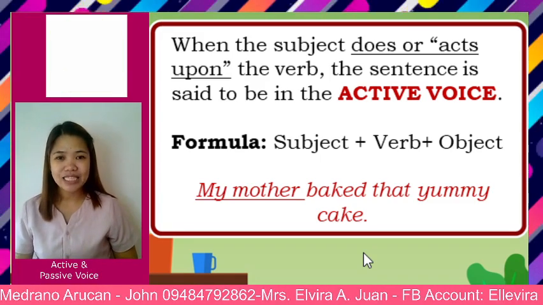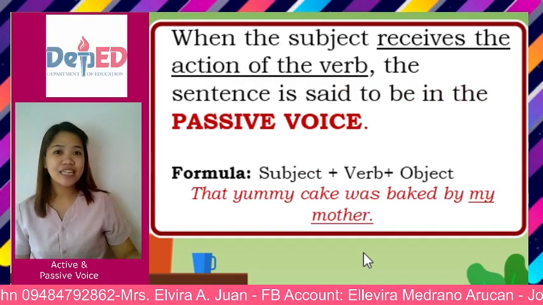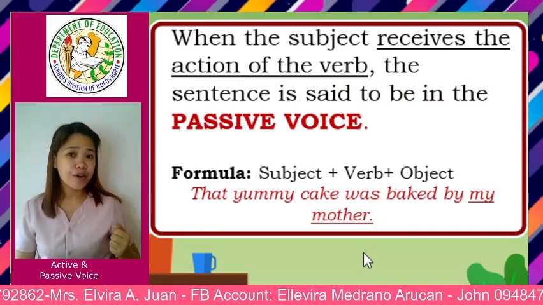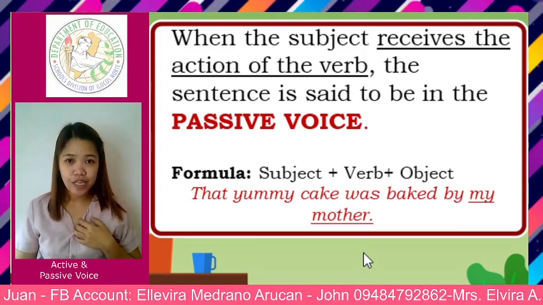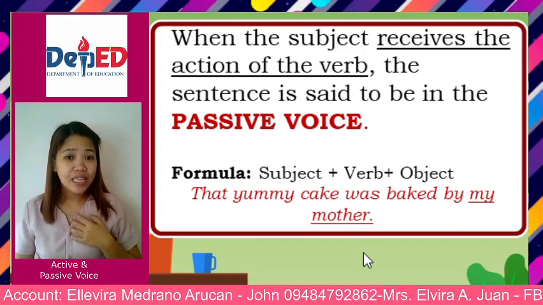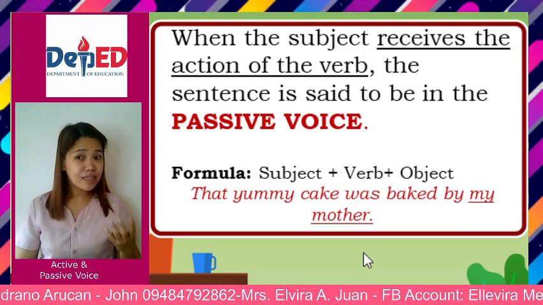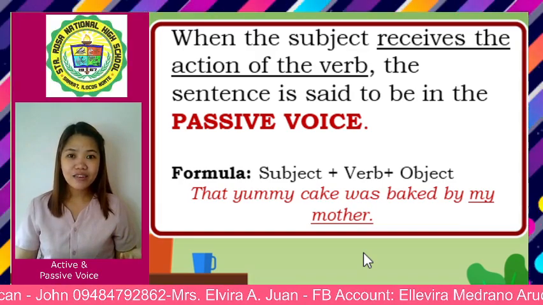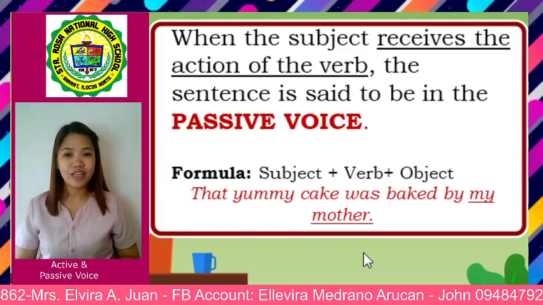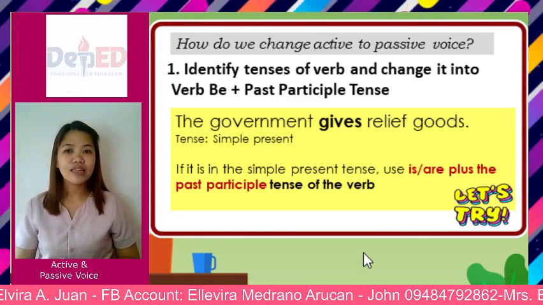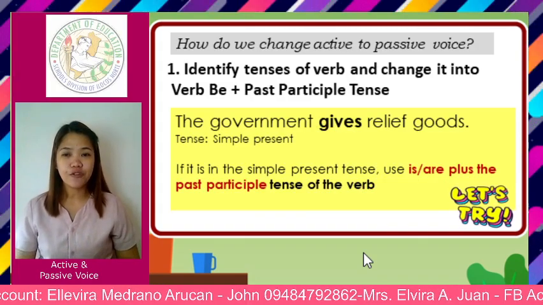So that is active voice. When the subject, on the other hand, receives the action of the verb, the sentence is said to be in the passive voice. For example, the yummy cake was baked by my mother. Who baked it? It's the mother. And the object comes first. I'm so sorry for the formula there. Anyway, let's try to change active to passive voice.